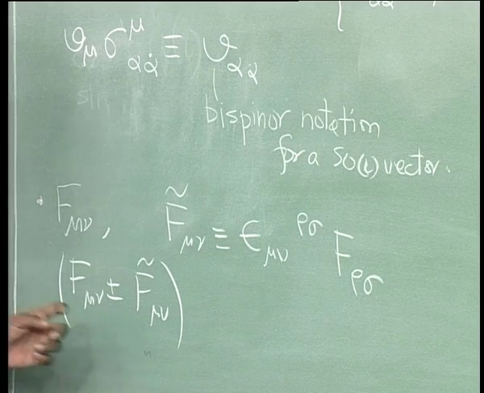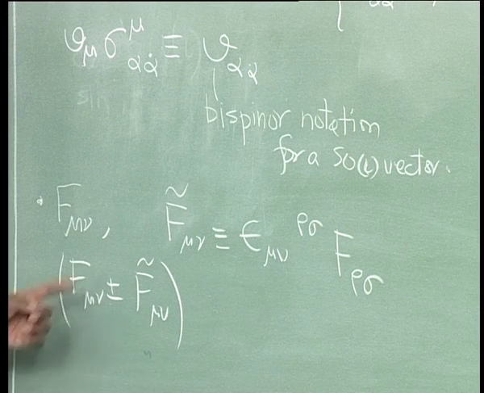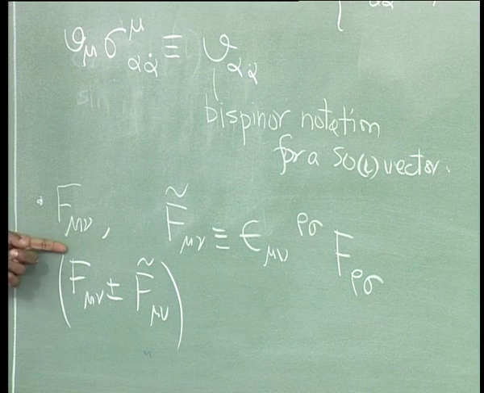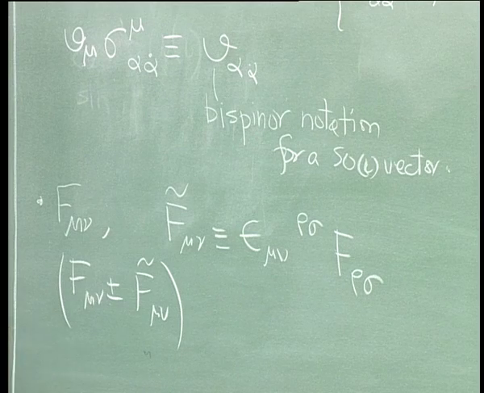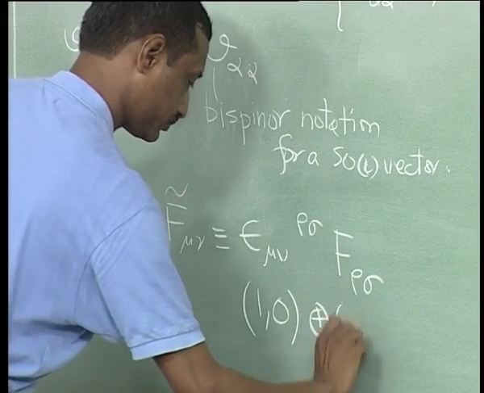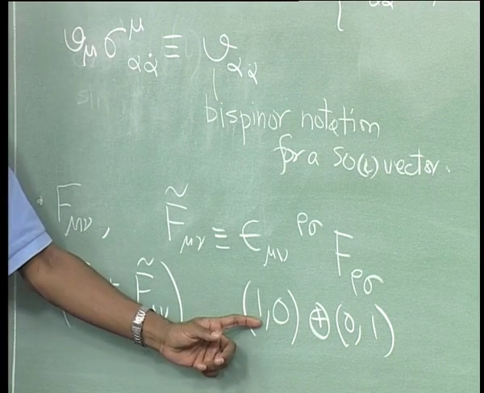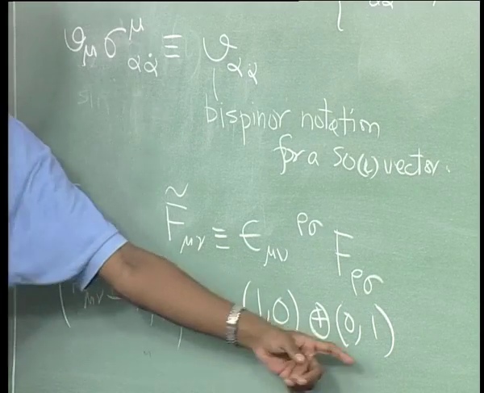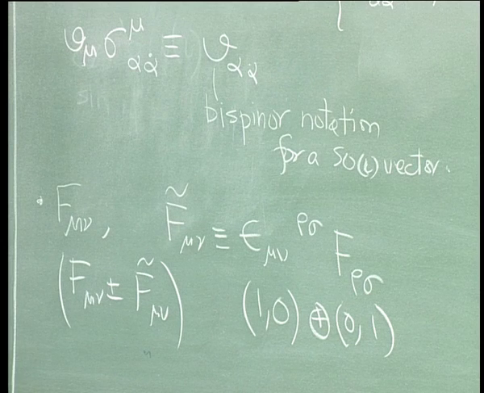Because of that, each of these, the plus guy and the minus guy, is irreducible. Now, f mu nu had how many components? 6 components. So each of these will have 3 components, and so the spin 1 representation of this thing is 3 dimensional. So one of them will give the self dual part, the other will give the anti self dual part.